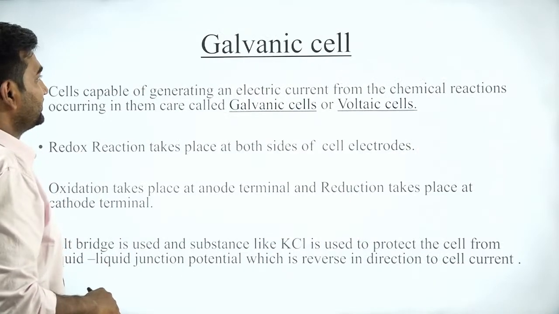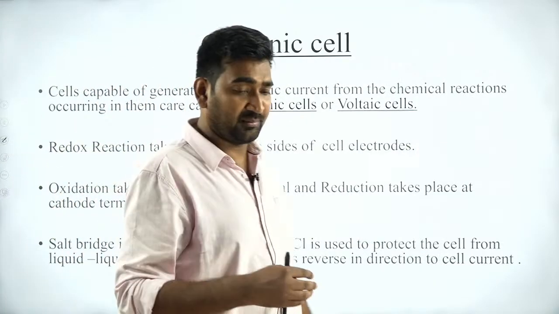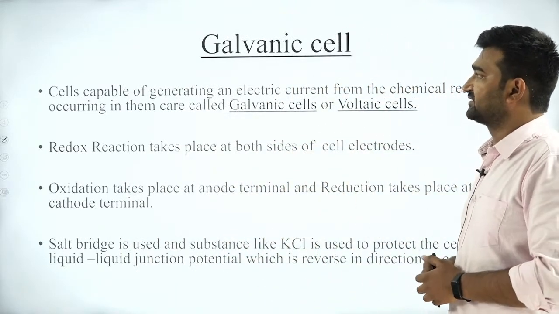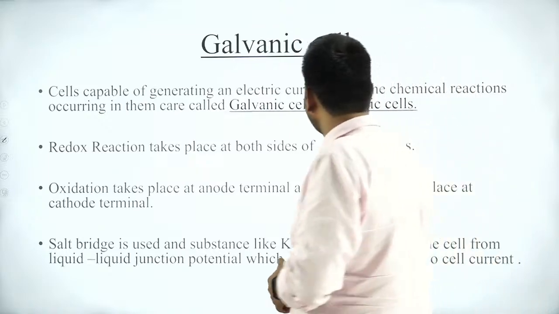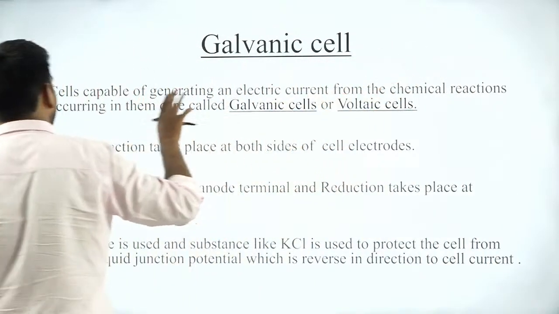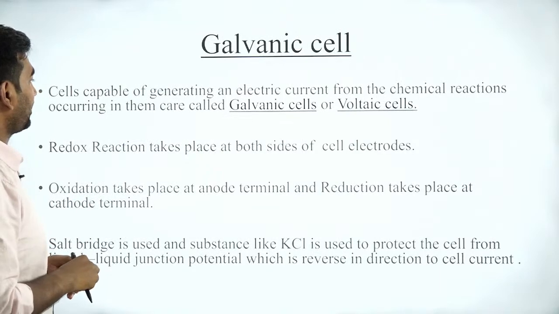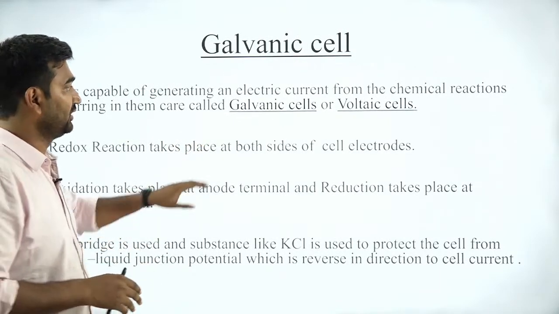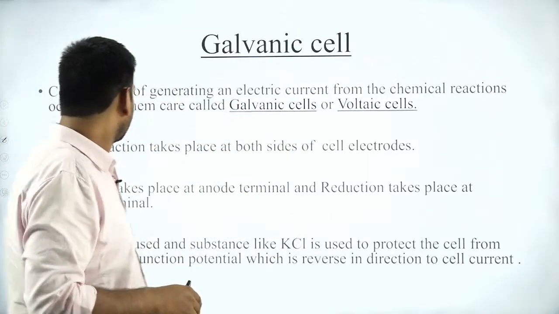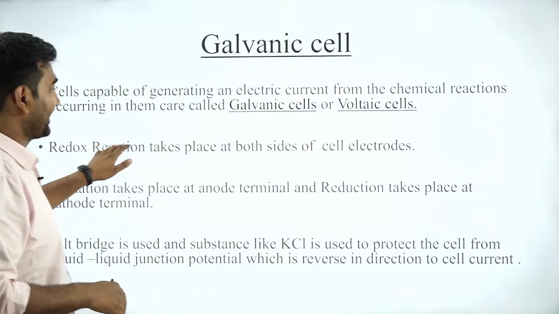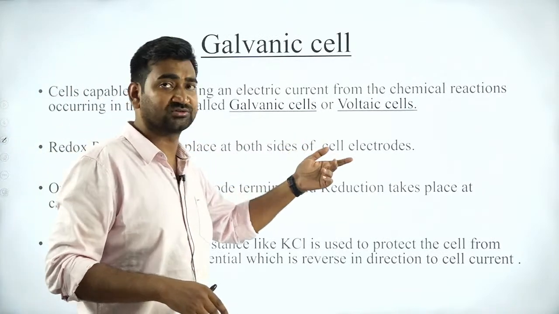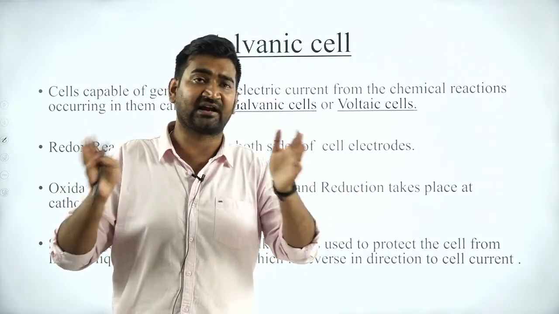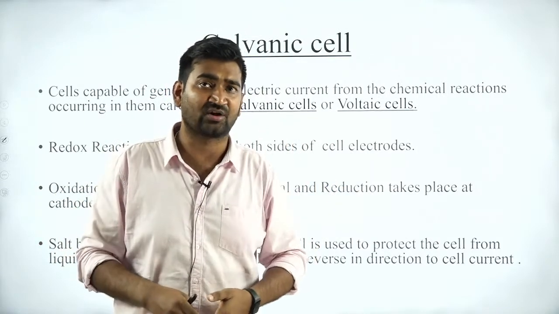So, the galvanic cell. The video we have just seen, again I am repeating: cells which are capable of generating electric current from the chemical reactions occurring in them are called galvanic cells or voltaic cells. I told you the reason also, they are named after the scientists. Then the redox reaction takes place at both sides of the cell, at the electrodes. One is called the oxidation half cell, one is called the reduction half cell, and then they are connected. So it is a simultaneous oxidation and reduction.